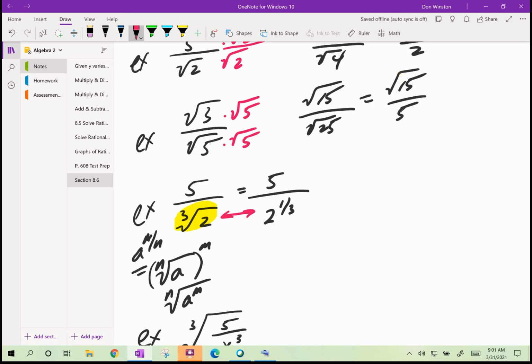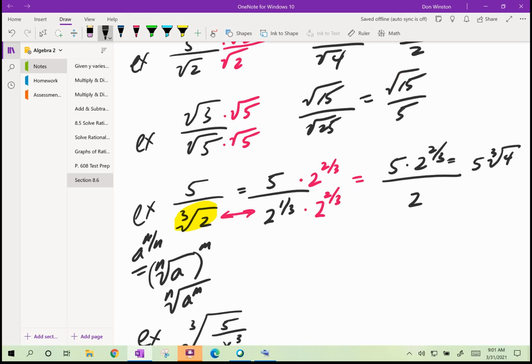I still want to rationalize the denominator. So what I can do is multiply this by 2 raised to 2/3, because when you multiply powers, you add the exponents, and 1/3 plus 2/3 is 3/3. So 2 raised to 1/3 times 2 raised to 2/3 is just 2 raised to 1, it's just 2. But then I'll have 5 times 2 raised to 2/3, which will equal 5 times the cube root of 2 squared, which is 4, over 2.